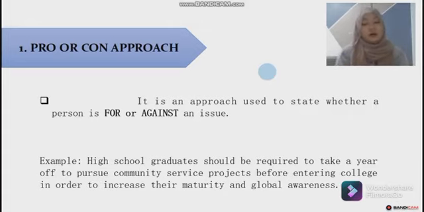As for the con, since they will take a year off, it will take a lot of time for them to finish their college. So instead of 4, it will become 5 years for them to finish their college.